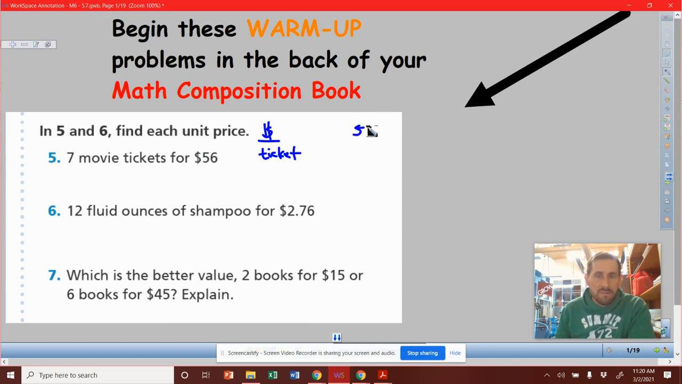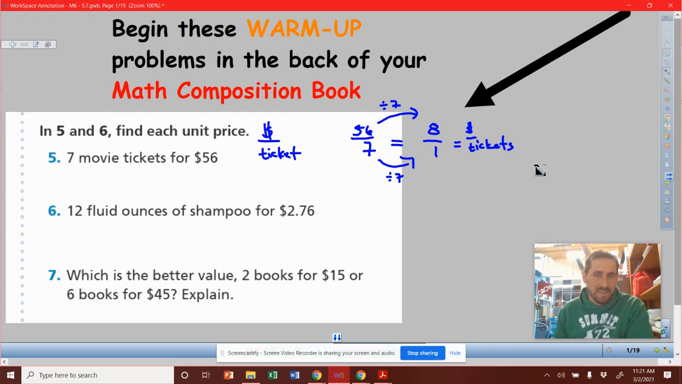We're going to have $56 up here. We're going to have 7 below. We're going to turn this into a unit of 1. So you should know we took the 7 and we divided it by 7. So we're going to take 56 and divide that by 7. Okay, 56 divided by 7 is 8. So what does that tell us? Go back to our units. We've got dollars over tickets. So it tells us $8 for every ticket.